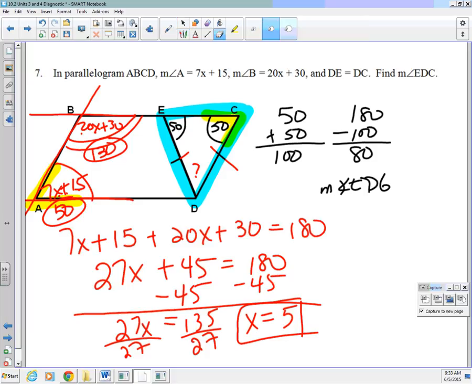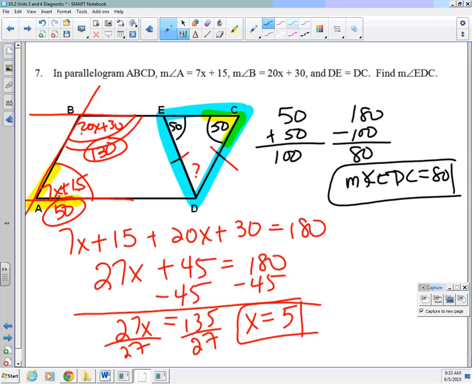By the way, there have to be at least probably 5 or 6 other ways to get angle EDC. So this way that I just did is only one of them. So if you did it differently, it's probably correct if you got it right.